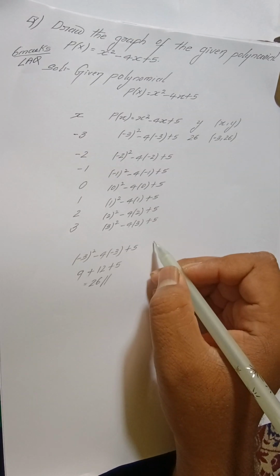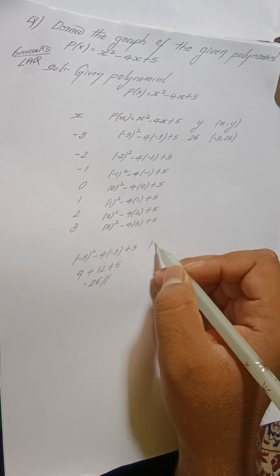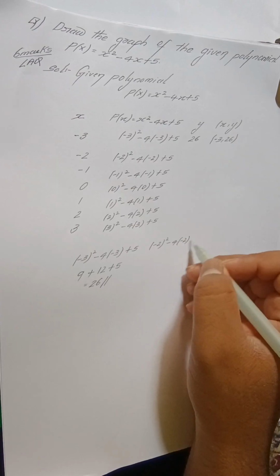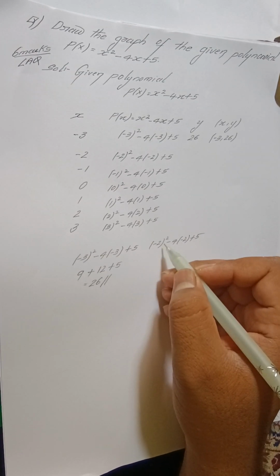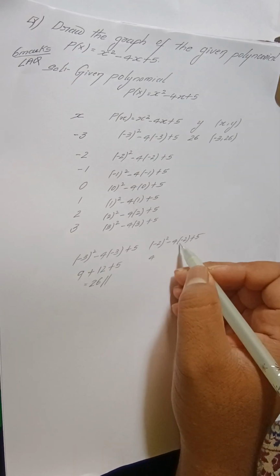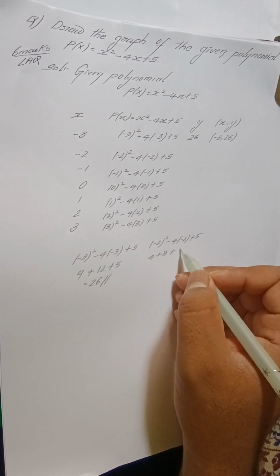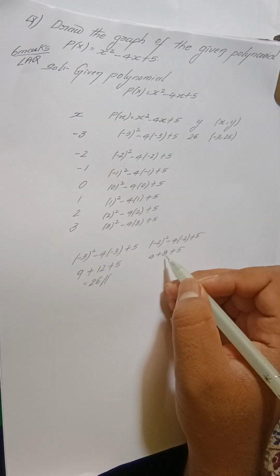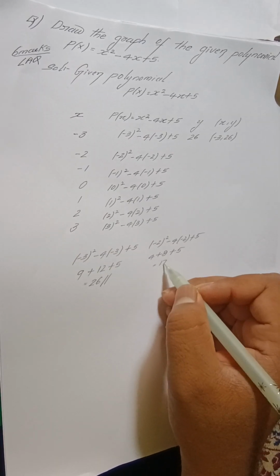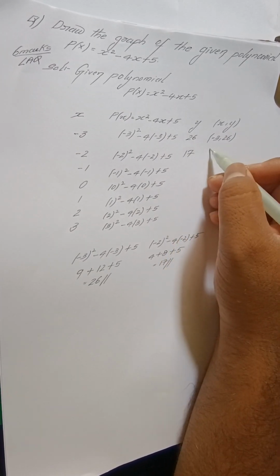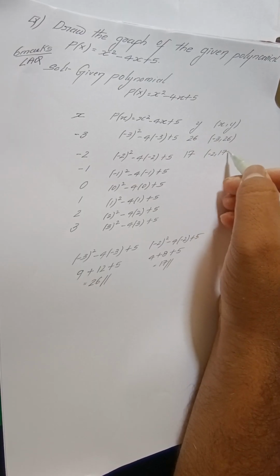Now let us move to the next one, minus 2. I am taking it side by side. Minus 2 square minus 4 times minus 2 plus 5. 2 square is 4, so it will become plus 4. Minus into minus again plus, 4 twos are 8, plus 5. So 4 plus 8 is 12, 12 plus 5 is 17. So the next value of y is 17. I will write 17 immediately next to minus 2, and my point will be minus 2 comma 17.